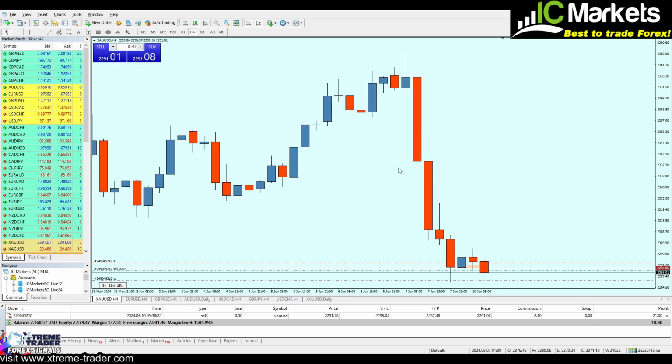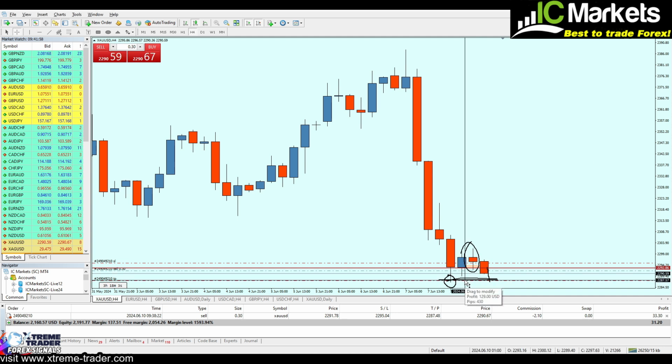By moving now to the 4-hour time frame, we also have a price action that indicates that the gold is going to continue the fall at least to reach the nearest level of support in the pattern, which is right here exactly at 2287, which is actually my take profit level in this case.